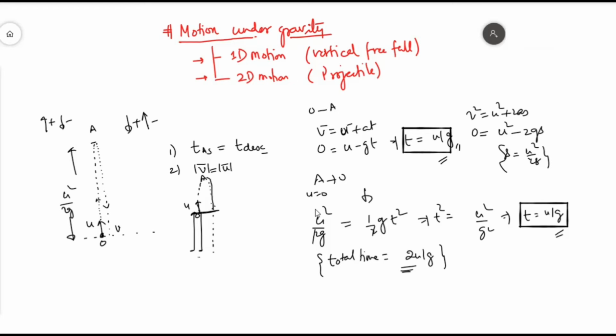Now the next thing I'm going to prove is that if the body is coming back at the same height, the speed of the body is going to be the same. So suppose I throw it with a speed of 10 meter per second, it's going to go to some maximum height A and then it's going to come back at the same level, and the speed of the body is going to be the same, 10 meter per second. So let's prove that.